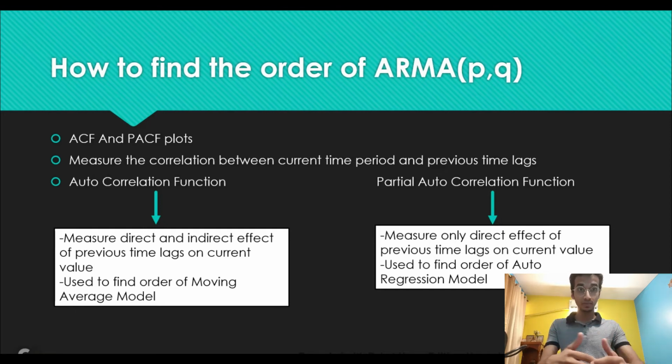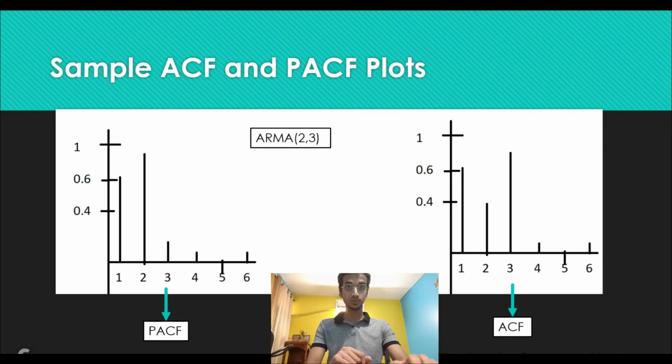So when you have a time series, your first step should be to plot the ACF and PACF. So let's say you get a plot something like this. On the left hand side we have the PACF plot, and on the right hand side we have the ACF plot. On the x axis you have the time periods, right? 1 basically means 1 time period back, 2 means 2 time periods back, and so on.